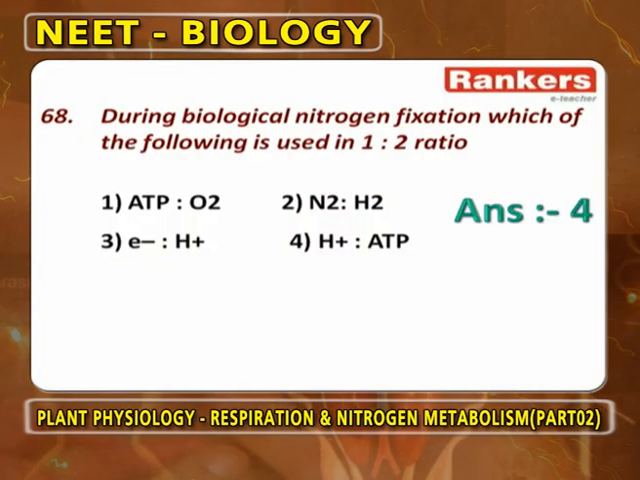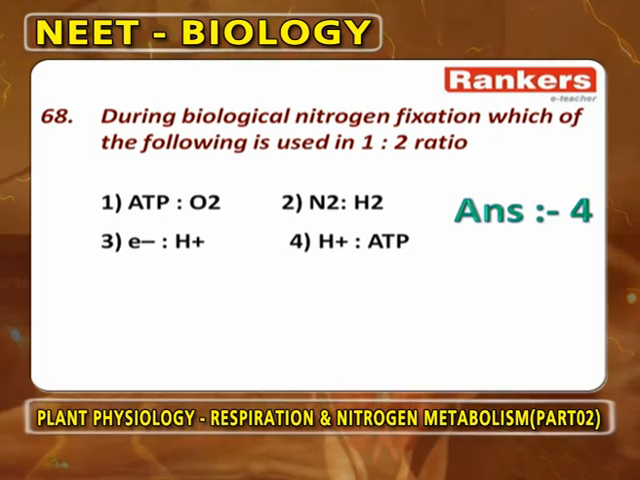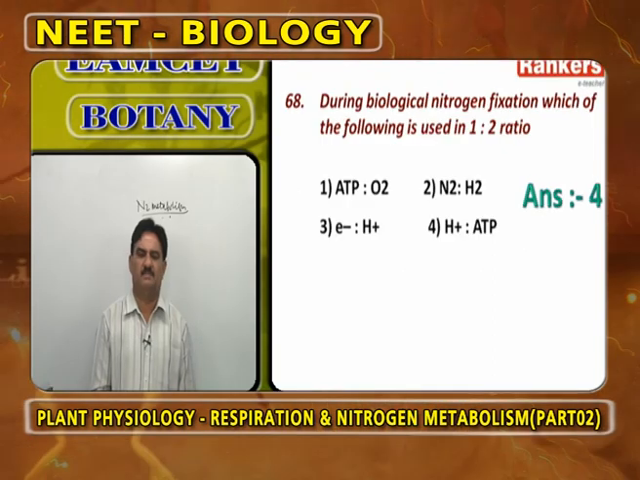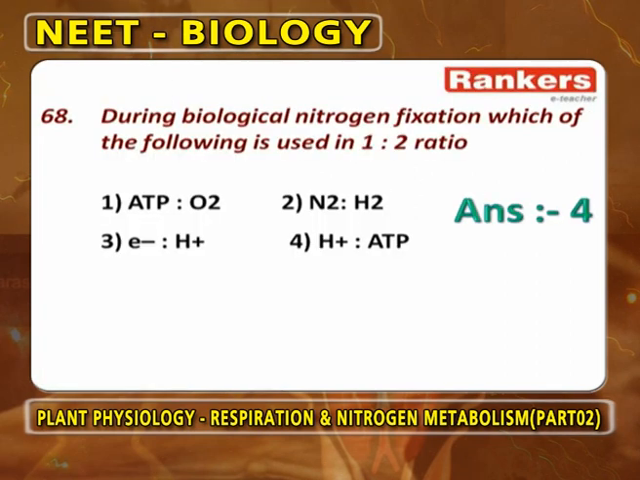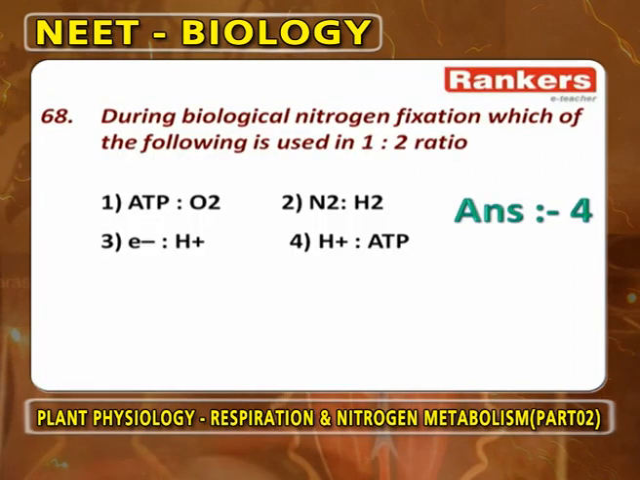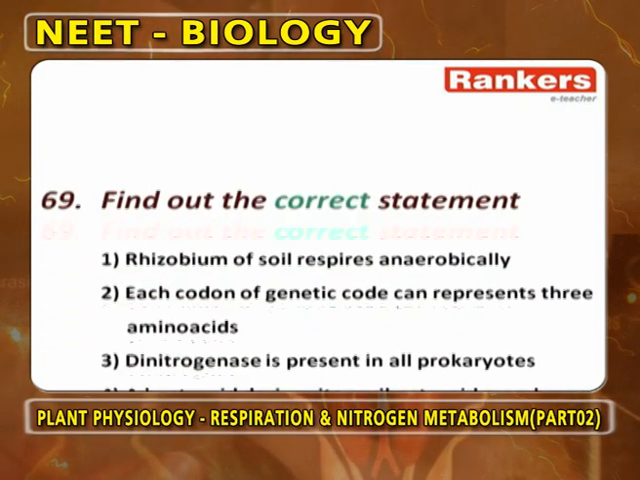So here ATP and O2 is wrong. N2 and H2 is wrong. Electron and proton is not 1:2 ratio, it is 1:1 ratio, 8 protons and 8 electrons. Protons and ATP, 8 protons and 16 ATP, so definitely 8:16 is 1:2. So during the biological nitrogen fixation, what is used in 1:2 ratio means protons and ATP, 4th option.